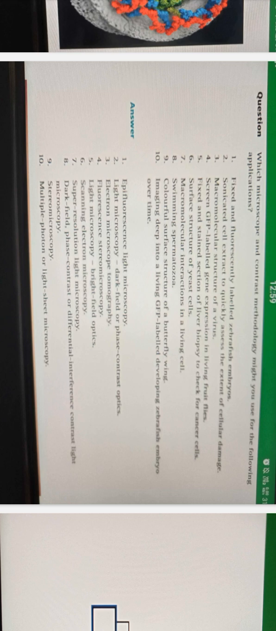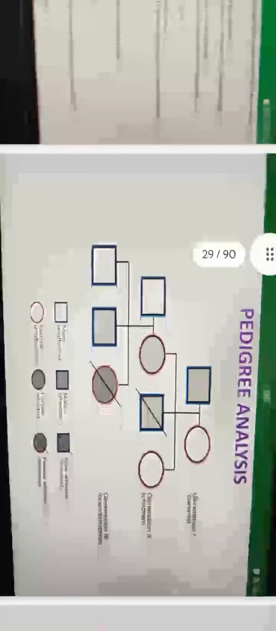Then macromolecular interaction in a living cell: super resolution light microscopy. Then swimming spermatozoa: dark field, phase contrast, differential interference contrast light microscopy. Then colorful surface structures of a butterfly wing. You could only see that with spectromicroscopy. Then imaging deep into a living GFP labeled developing zebrafish embryo over time: multiple photon or light sheet microscopy.